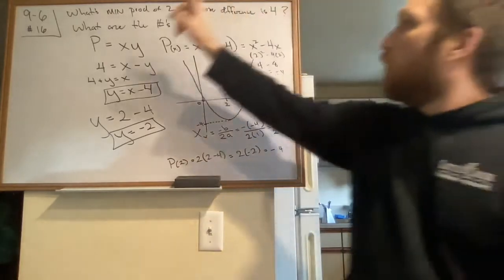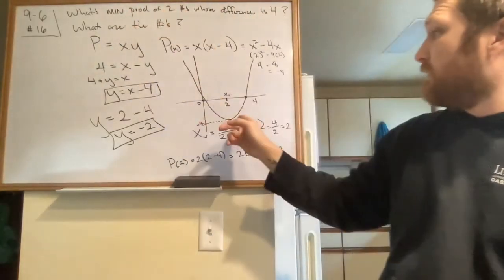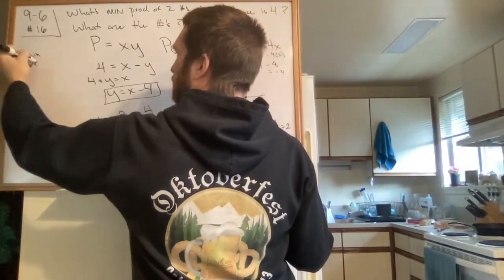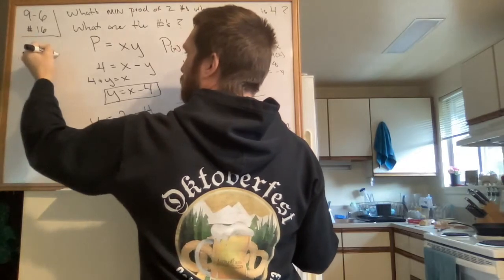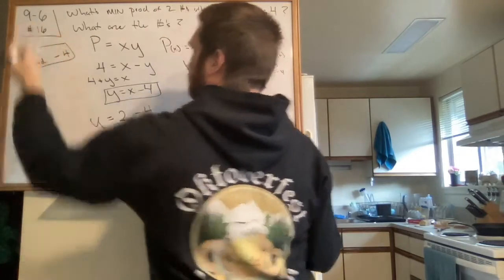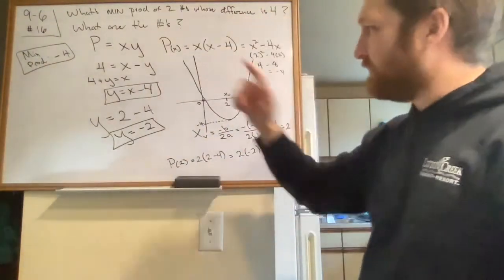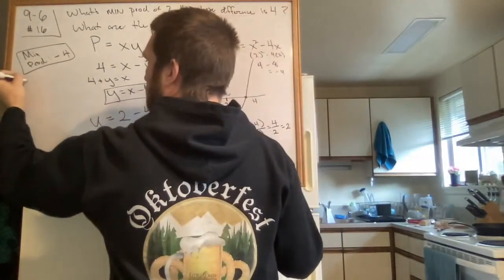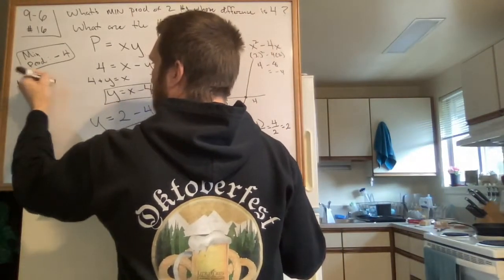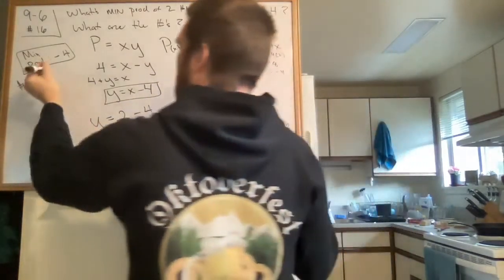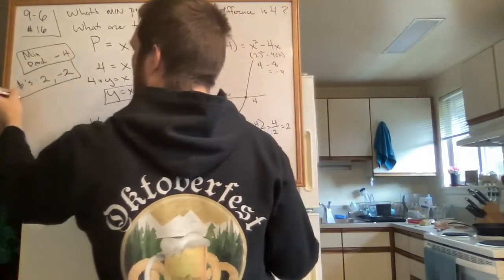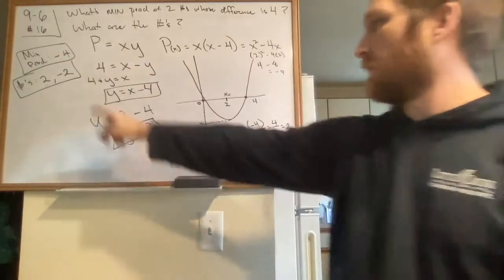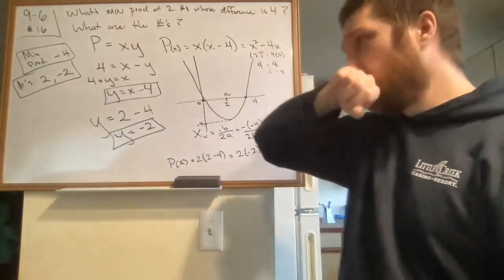So what is the minimum product? Well, that's the minimum output right there. The minimum product is equal to minus 4. What are the numbers that give that to you? The numbers are 2 and minus 2. And we can just double check that their difference is indeed 4. If you take 2 and subtract negative 2, you do get a 4.